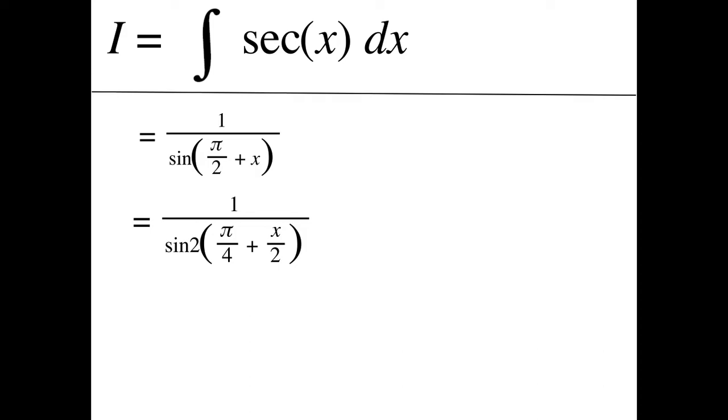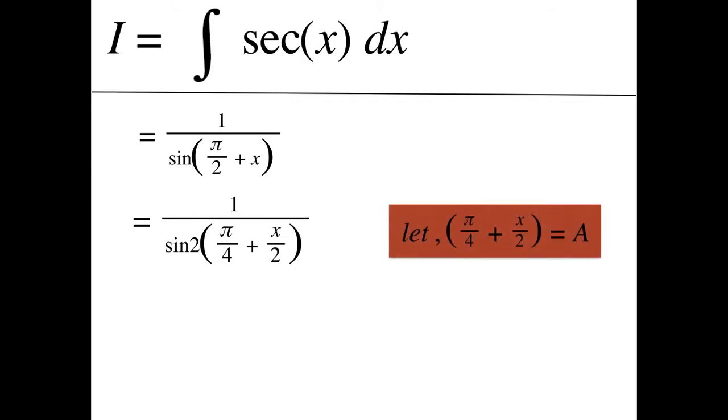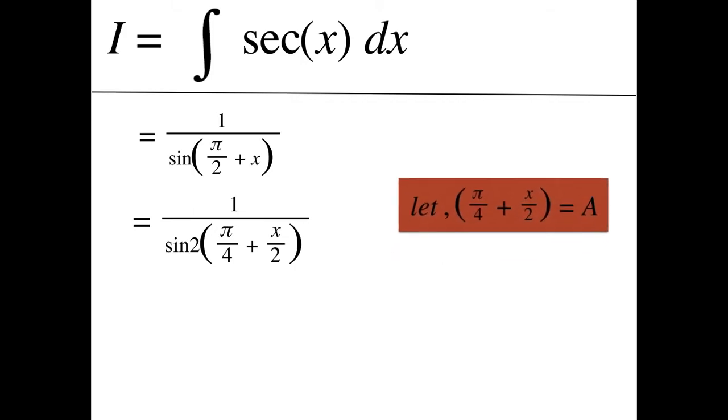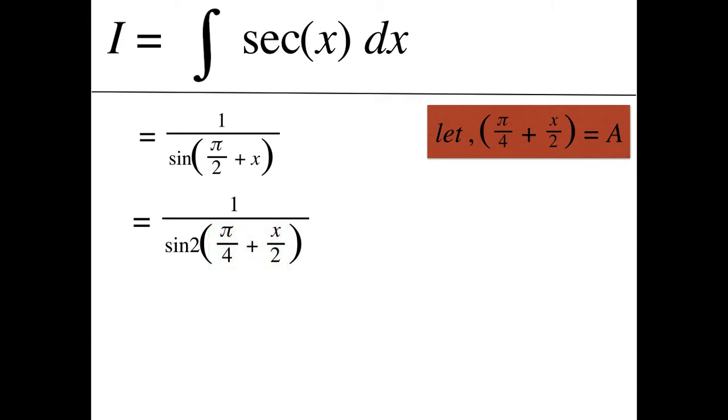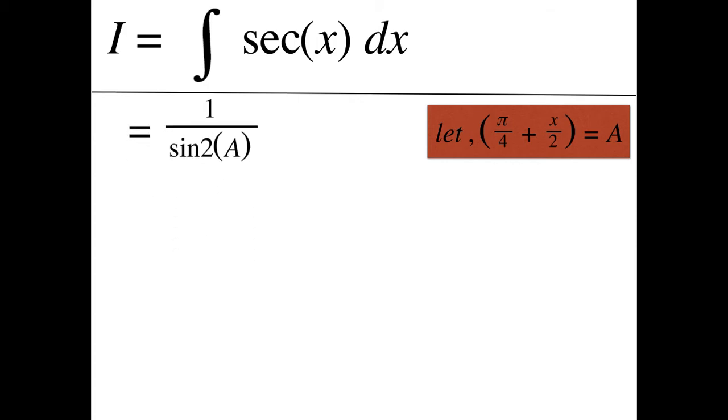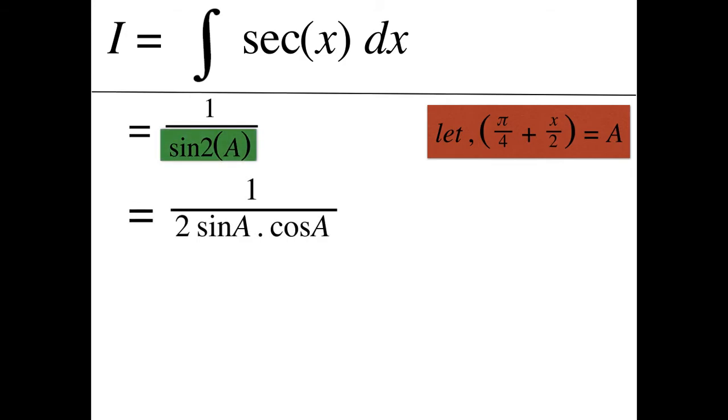Now I guess that pi over 4 plus x by 2 is a little clumsy. Let me substitute that with a variable, let me say a. So it can be written as 1 over sine 2a. What we have to remember is that a is equal to pi over 4 plus x by 2. Okay, that's simple, right? Now let us simplify this. How can you expand sine 2a? It's simple, right? It's 1 over 2 sine a times cos a.